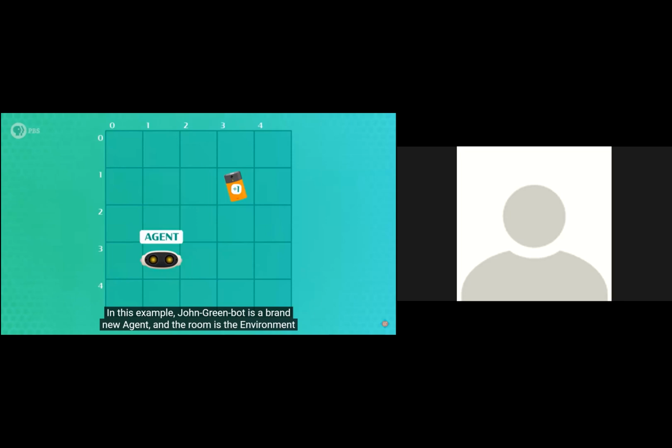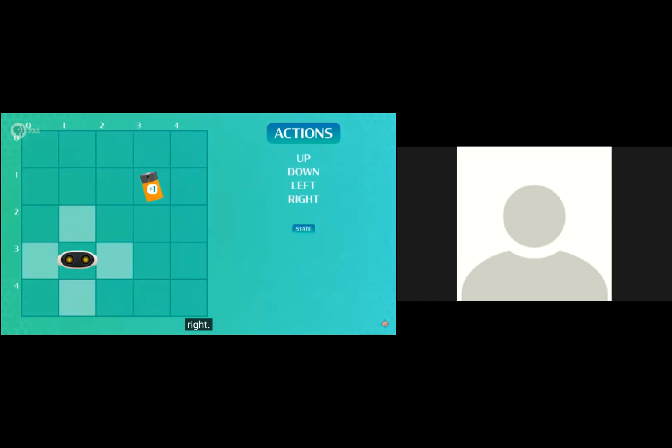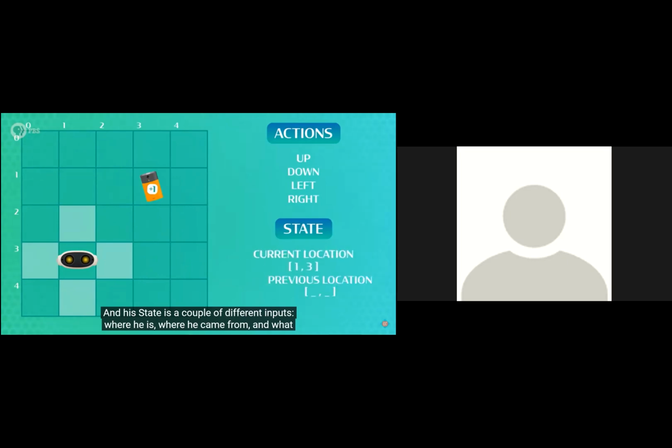station to recharge his batteries. In this example, John Greenbot is a brand new patient. The room is the environment he needs to learn about. From where he is now in the room, he has 4 possible actions: move up, down, left, or right. And his state is a couple of different inputs: where he is, where he came from, and what he sees.